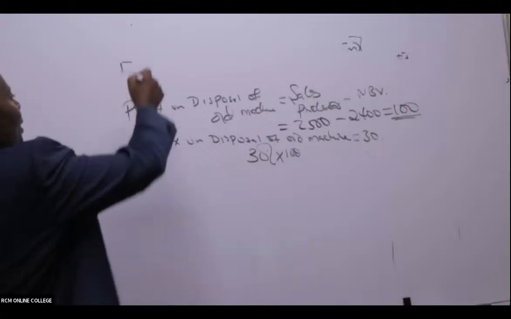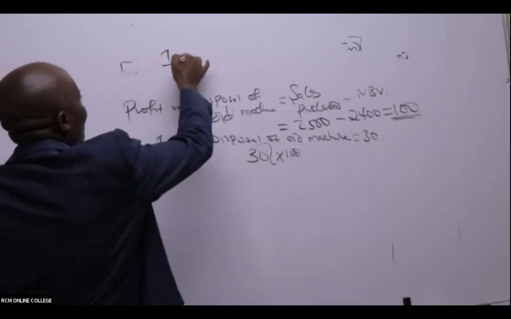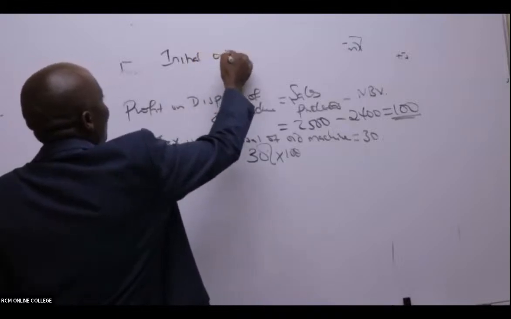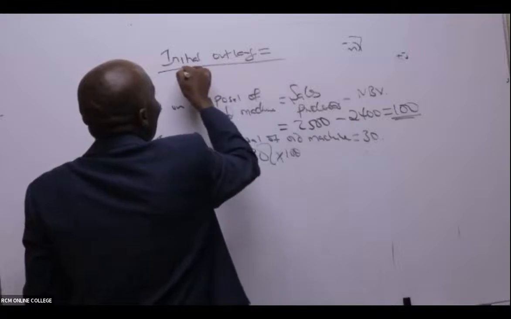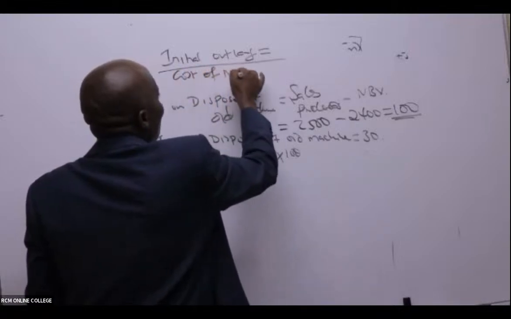And then go ahead and give me the initial outlay. So the initial outlay, what do we have? Do we have the cost of the new machine?